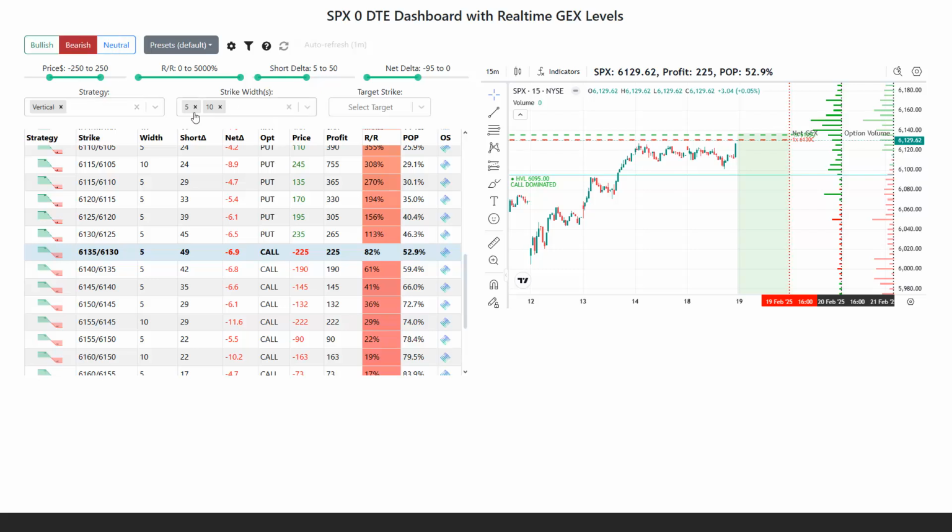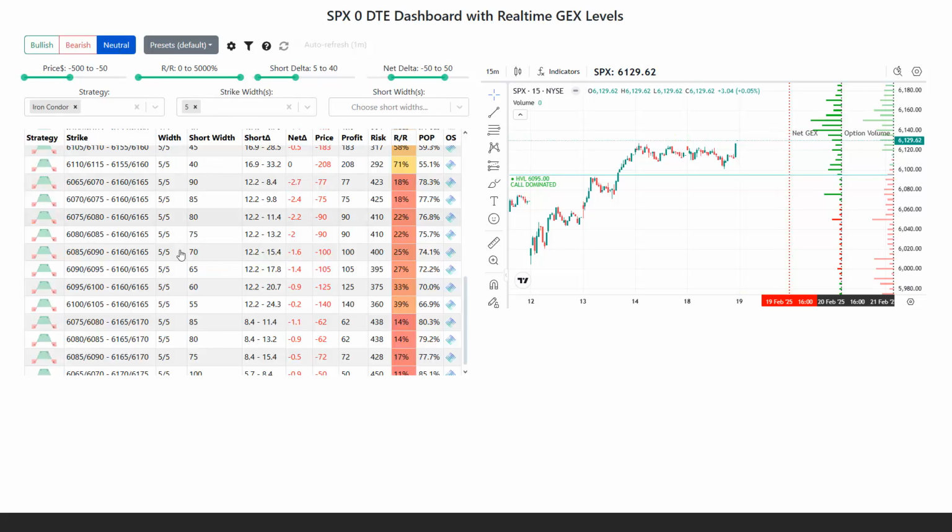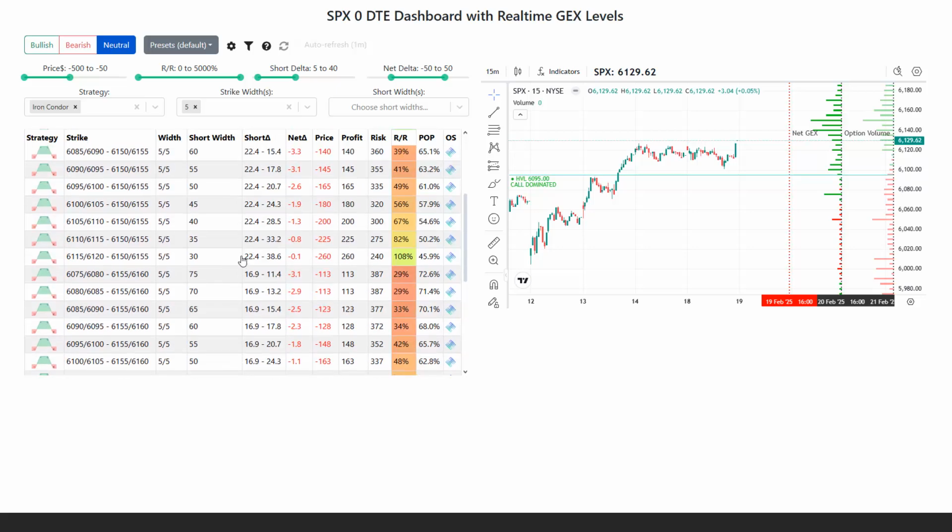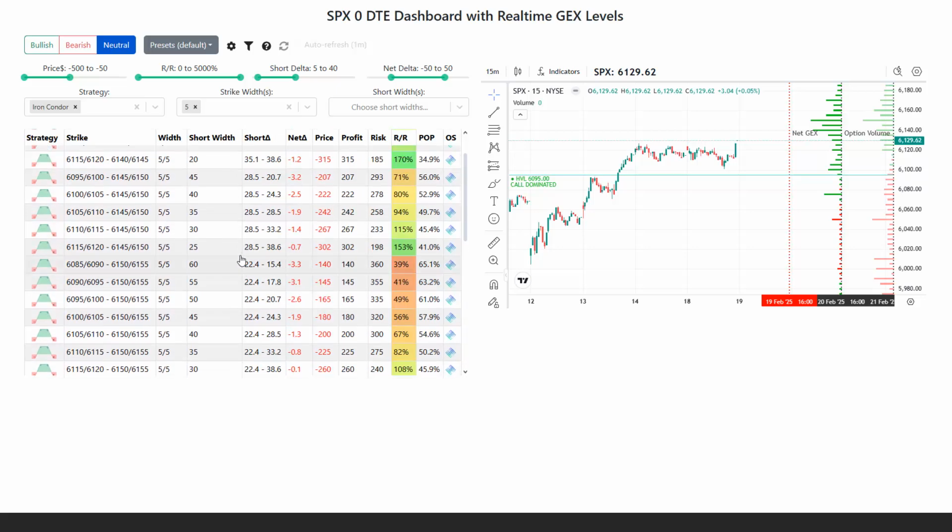Everything else works the same way as in bullish strategies regarding filters and the target strike as well. Now let's look at the neutral, where I can practically build strategies using iron condors. Here I can select this one strategy and the strike distance shows the distance between the long and the short.